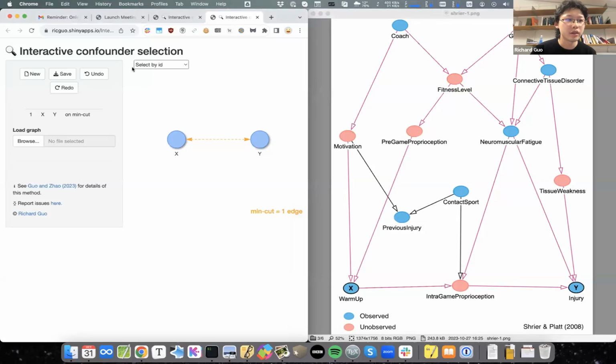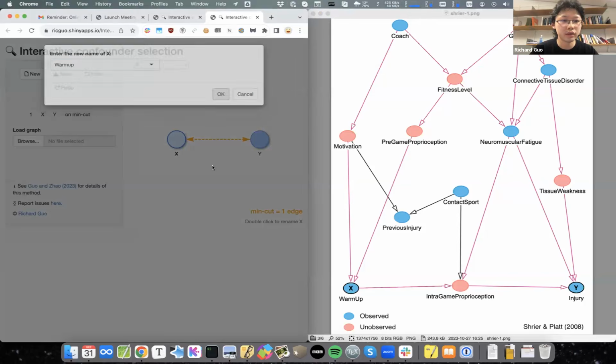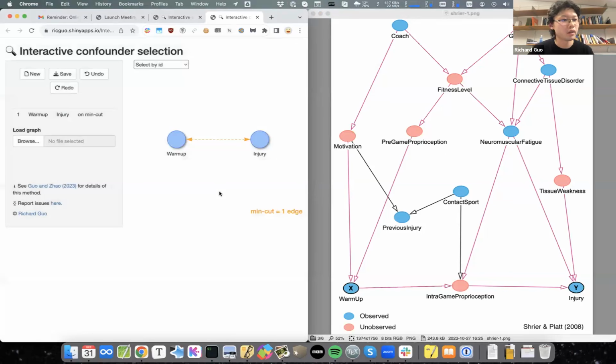Okay, so this is the Shiny app. Firstly, I'm going to rename the treatment as warm-up, and rename the outcome as Y. So the goal here, as we remember, is to try to make the warm-up and injury disconnected by directed edges. Immediately that happens, we have found a sufficient adjustment set. So there is only one edge between warm-up and injury. Let me try to see what I can do with that edge.